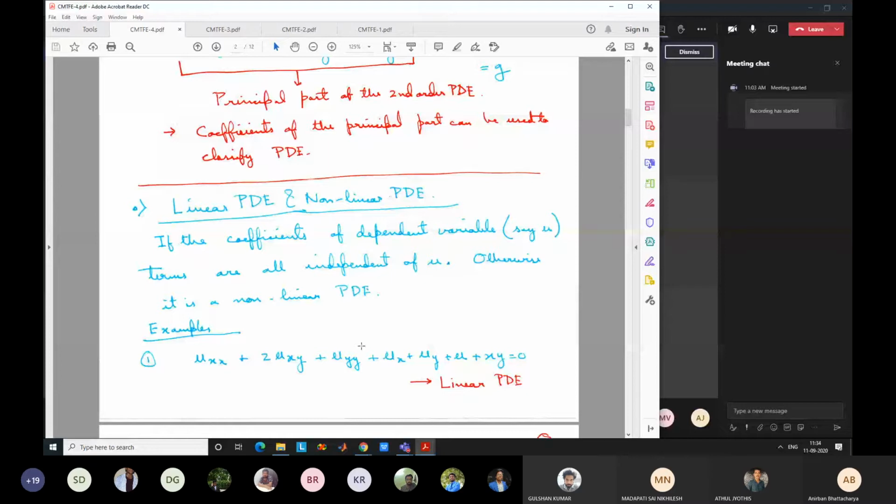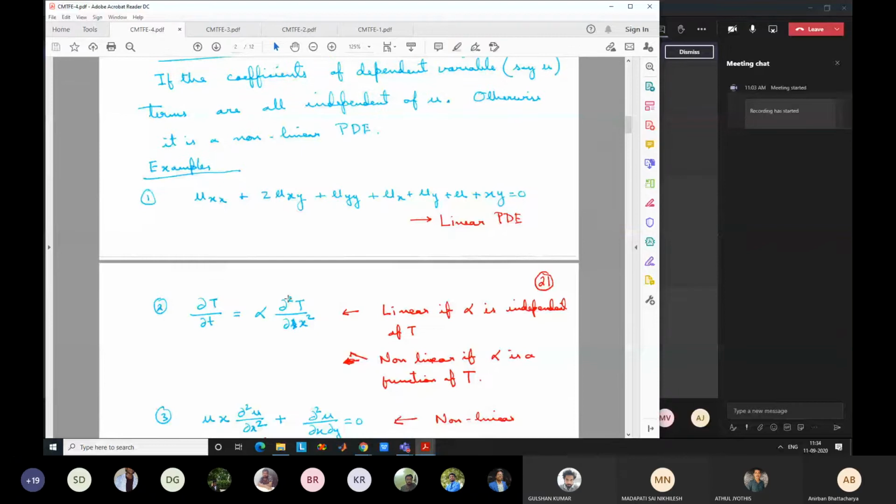Second, let us take a practical example, the 1D conduction problem. Transient conduction problem, 1D transient conduction problem. Del T by del t, of temperature, equal to diffusivity alpha times del square T by del x square. What type of PDE is this? Is this a linear PDE or a non-linear PDE? So this is a linear PDE if this alpha is independent of T. Okay. So in typical cases, this is a linear PDE. Typically, if we solve with a constant diffusivity, this is a linear PDE.